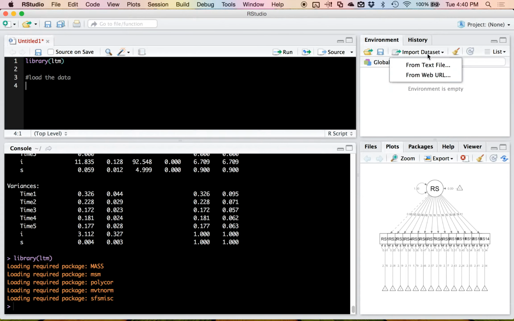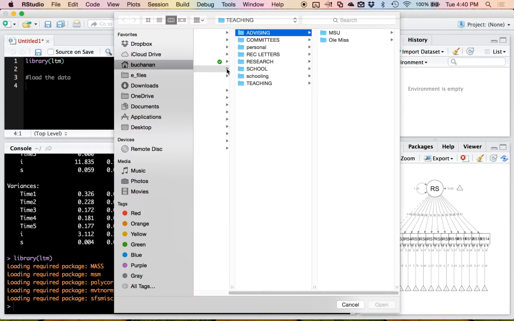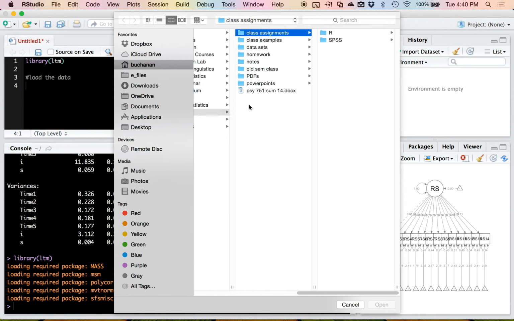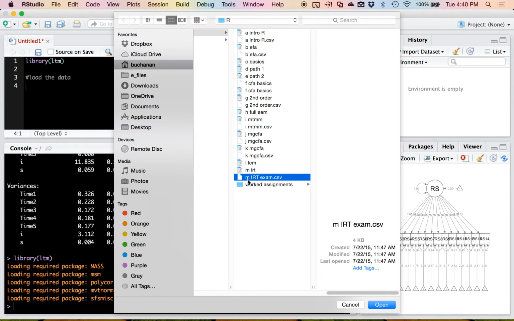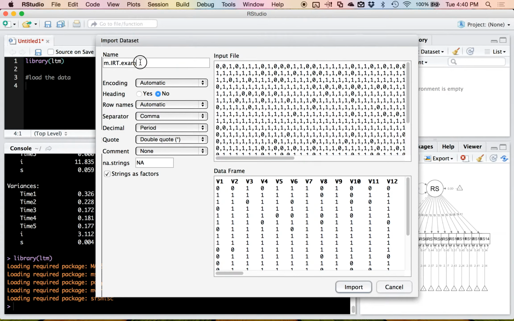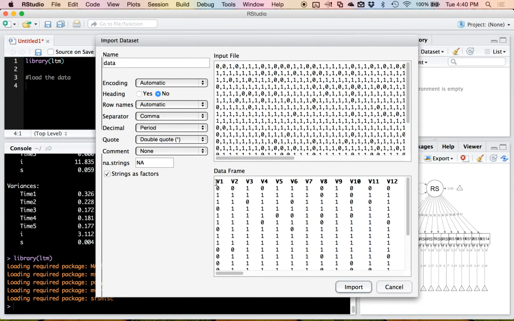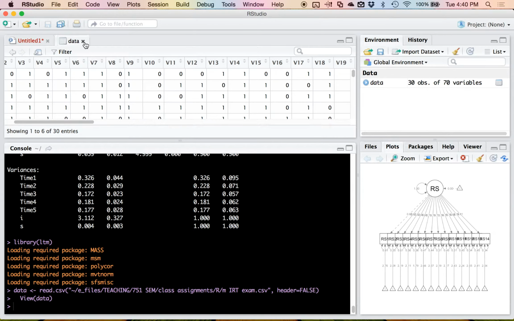So I'm going to import data set from text file. I'm going to go through and figure out where I have it hidden, folders and folders on my computer. Assignments, here we go. Let's call this data, and it does have the header. So, oh no, it does not have a header. So V1, V2, V3, because I didn't put in question 1, question 2 in his data set. So there are 70 questions with 30 participants.